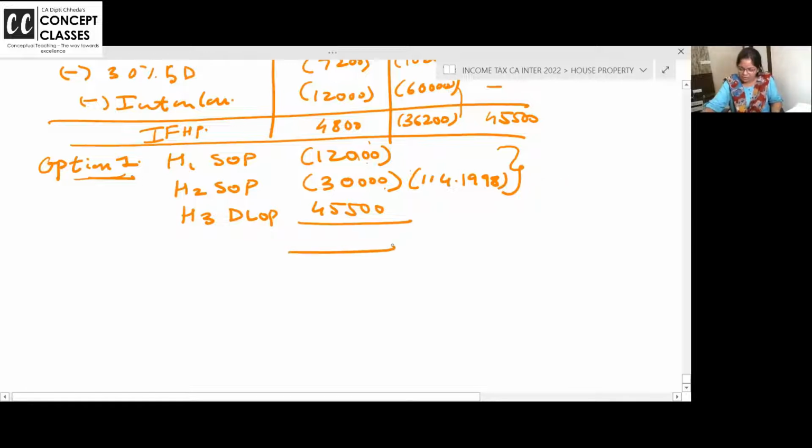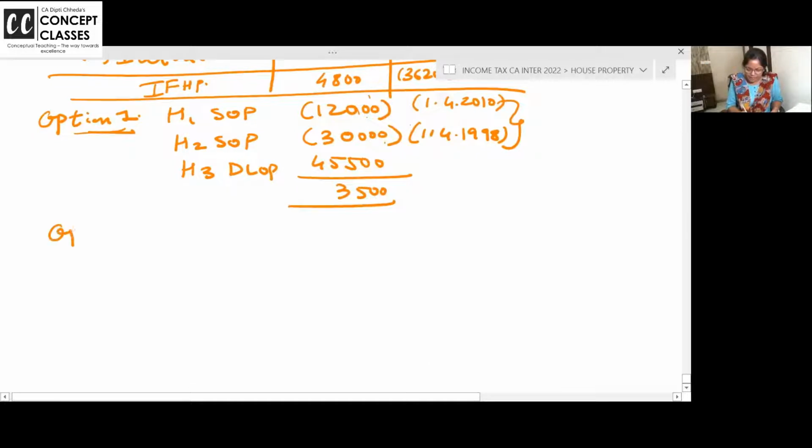So finally, what is your income? 45,500 minus 12,000 minus 30,000. Because there you have taken the loan after 1/4/10. So separately also, beyond 30 up to 2 lakh it is allowed. Because here the loan is taken after 1/4/1999. How much is the income? 3,500. Let us go for option 2.